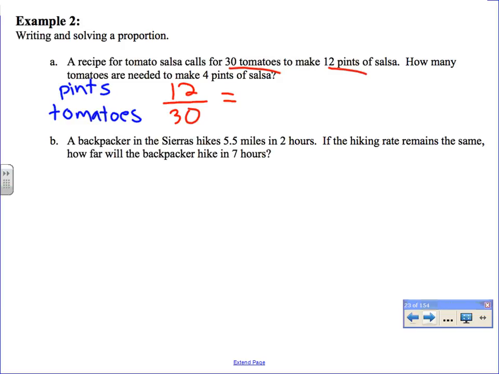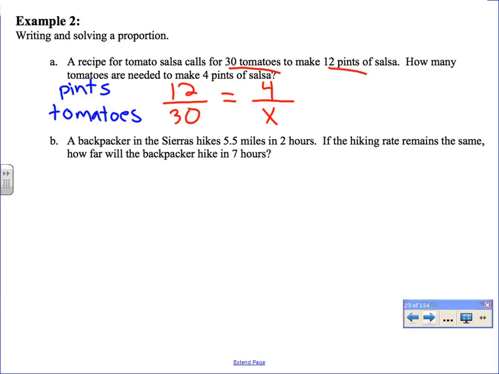Okay, equals. We need to find the other side of our proportion, in other words, the other ratio. How many tomatoes are needed to make 4 pints of salsa? What is the unknown in this problem? Nathan S., what's the unknown? Good. I'm going to put an X where tomatoes are because we don't know how many tomatoes are needed for 4 pints of salsa. So 4 is going to go above the X. That's the other side of your proportion. That's what we have to find. Okay, is everyone okay on how we set that up? And again, that's just one way.